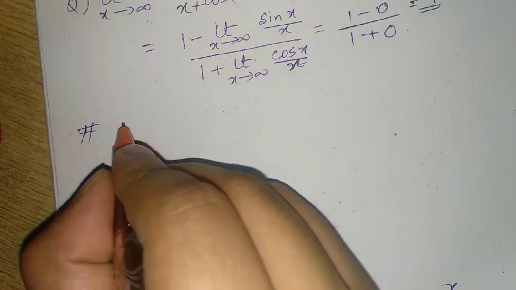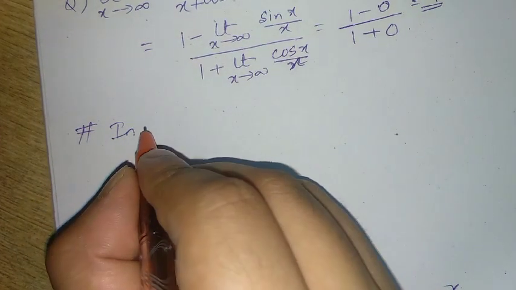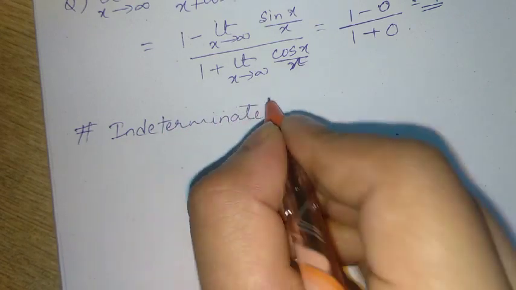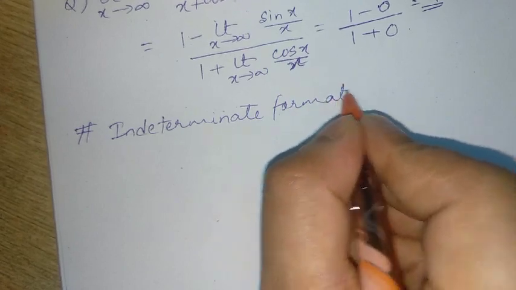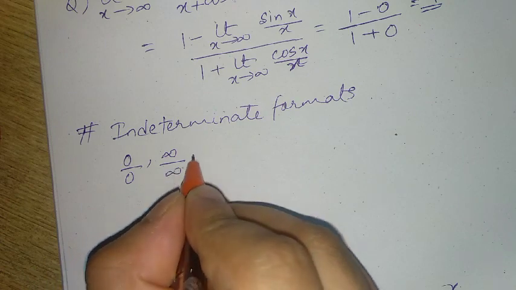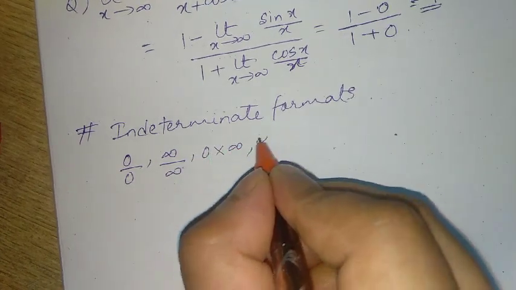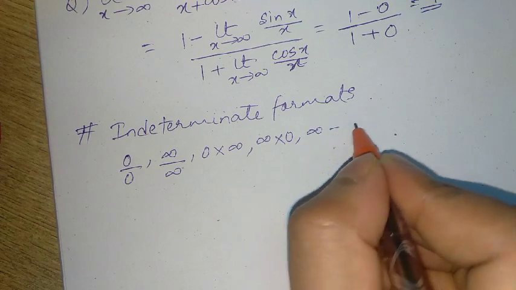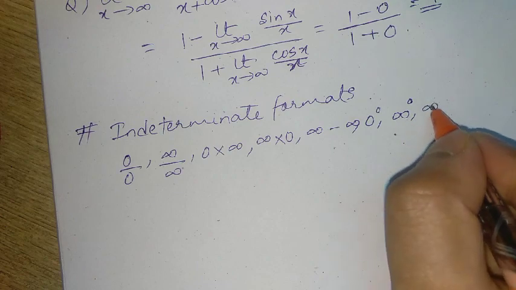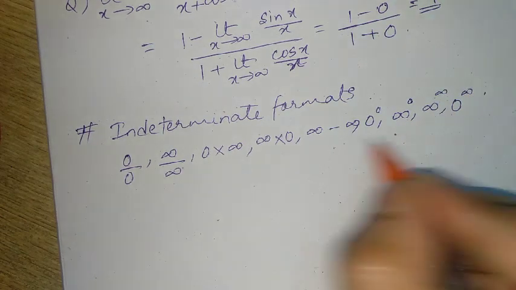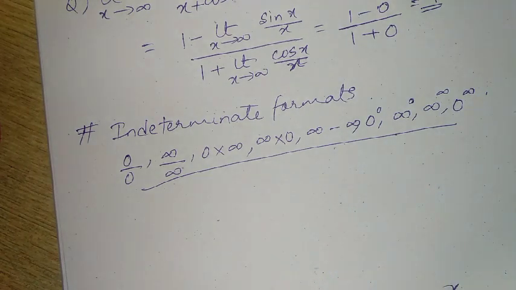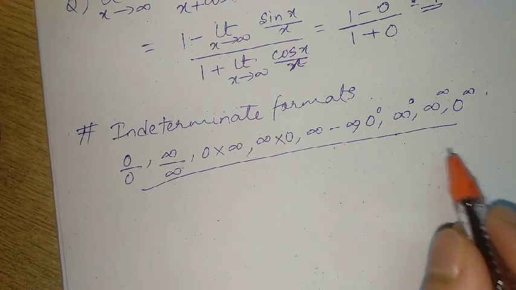So the next topic is indeterminate forms. What are these forms? Usually they are forms like 0 by 0, infinity by infinity, 0 into infinity, infinity into 0, infinity minus infinity, 0 to the power 0, infinity to the power 0, infinity to the power infinity, 0 to the power infinity. These are the indeterminate forms. Okay, so we will use different methods to solve these different kinds of forms.